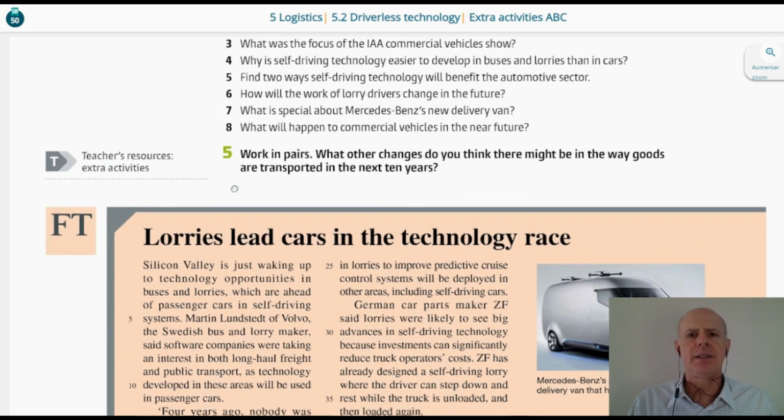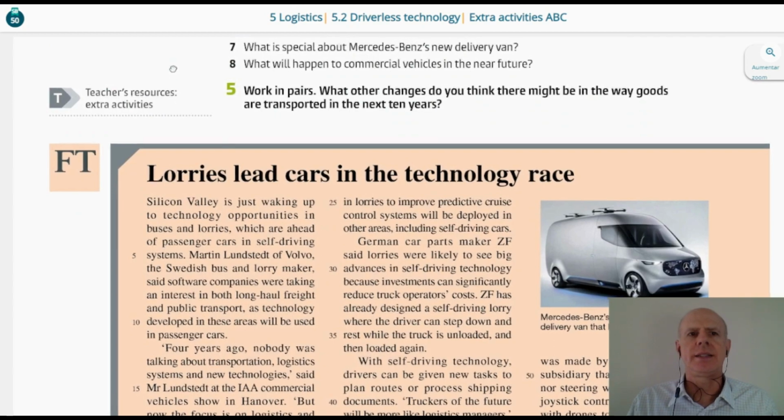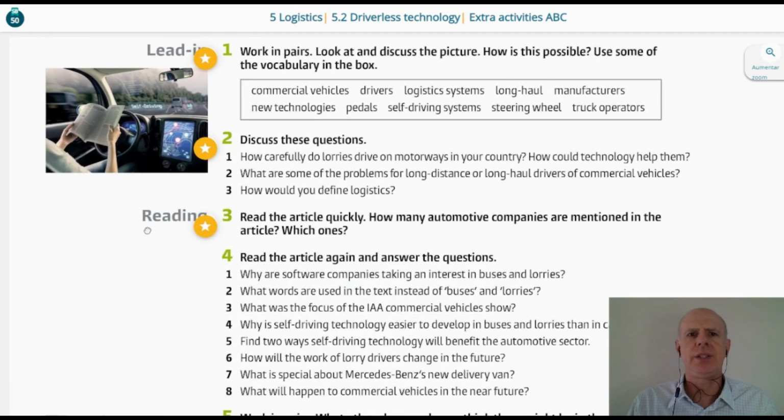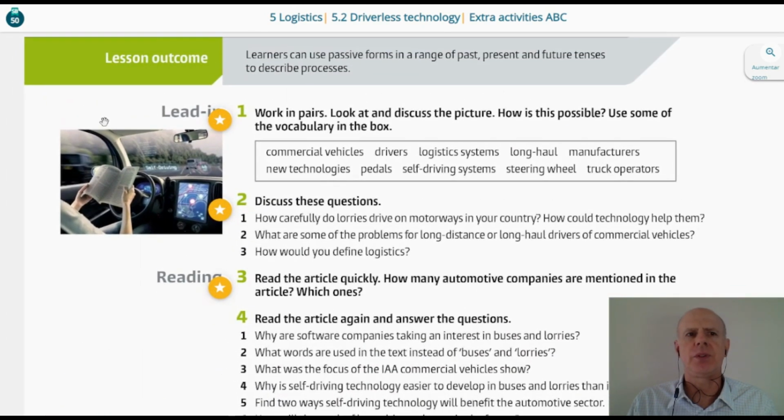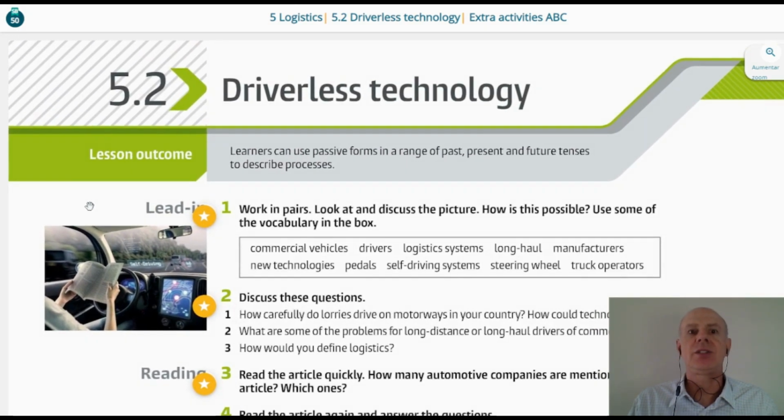Very nice lesson, because we're talking about self-driving systems, self-driving vehicles. And it's wonderful because it's the future, or some people would say it's the present already.